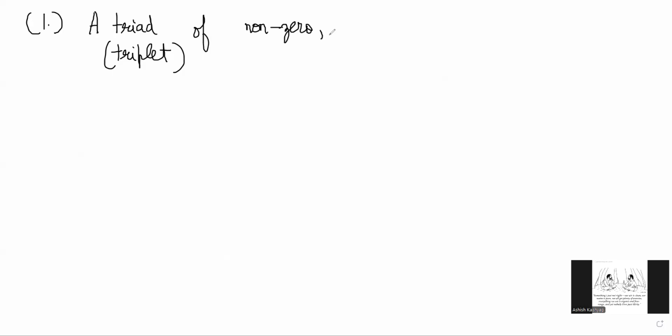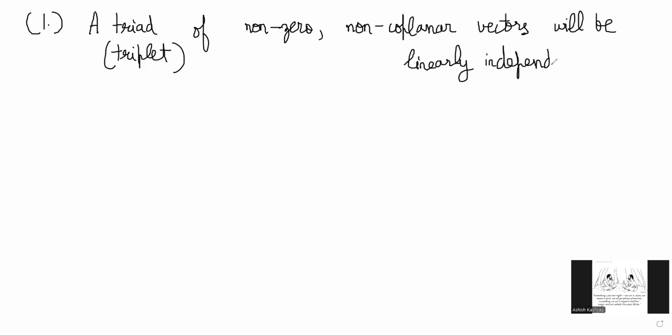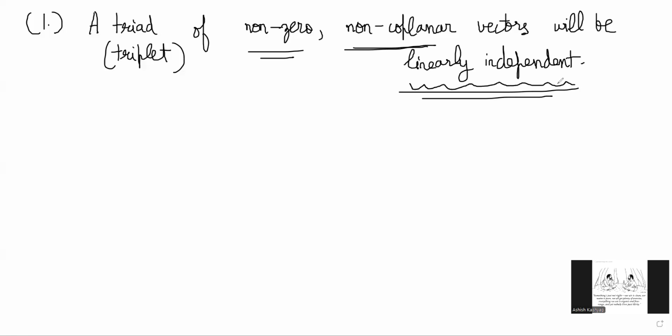Now, another important idea related to this is this: a triad or a triplet of non-zero, non-coplanar vectors will be linearly independent. So basically, what we are saying is if you have three non-zero and non-coplanar vectors, they will always be linearly independent. You can think about it in a visual way also.